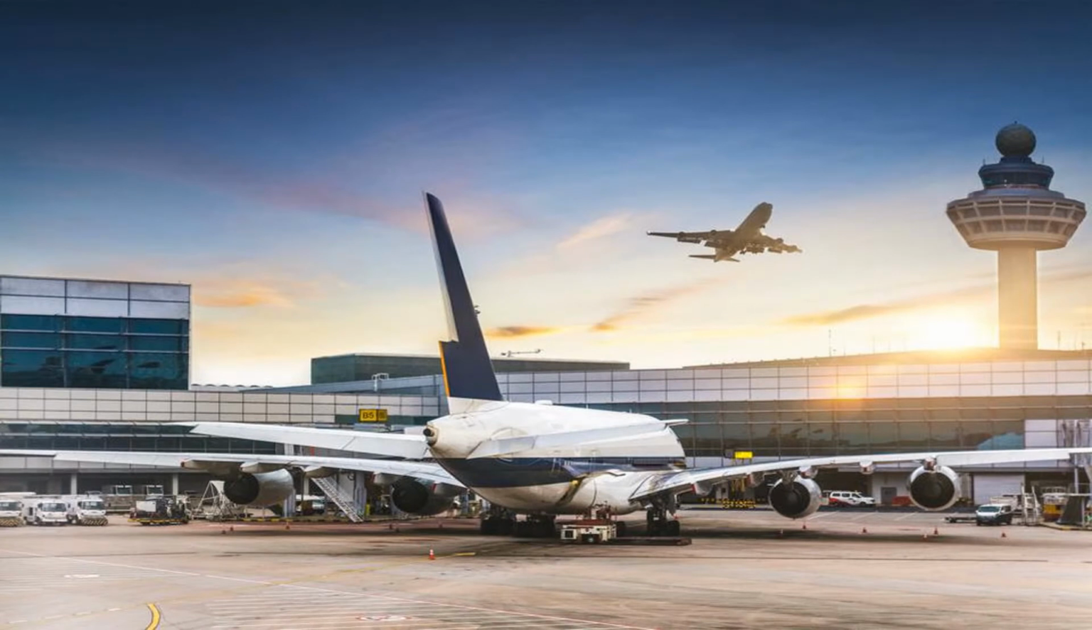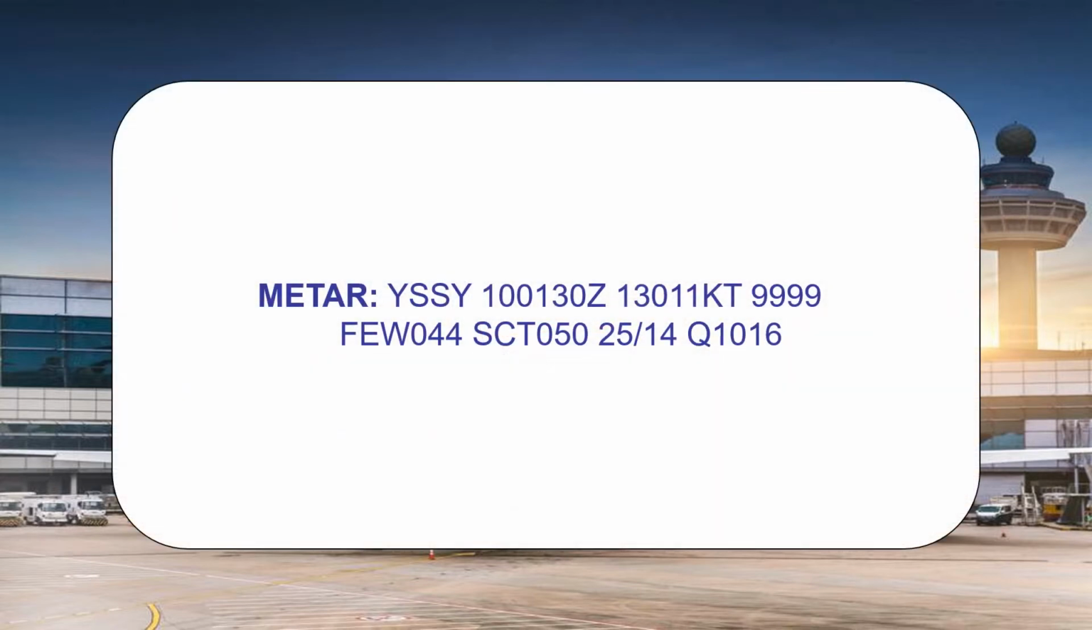Okay, so I went and got a copy of Sydney Airport's METAR from about 5 days ago. This is what it looks like. Now this is the raw version, and it's just a string of numbers, right? Doesn't mean much. Well, if you thought that, you would be very wrong.